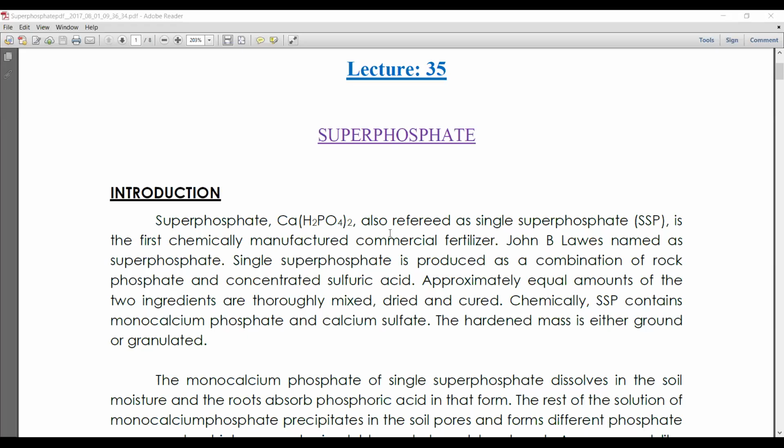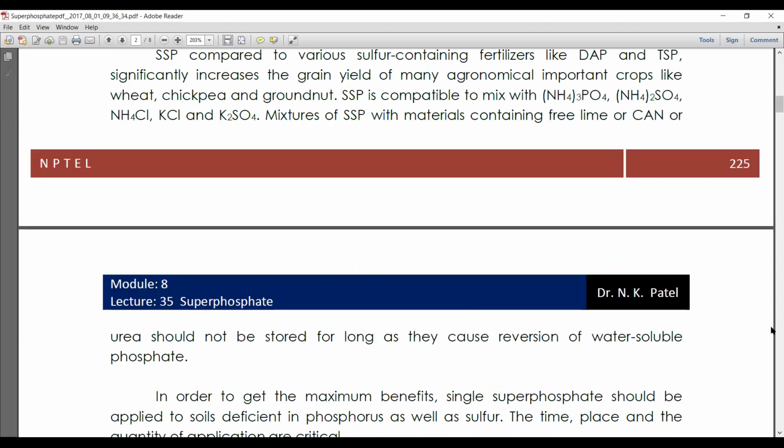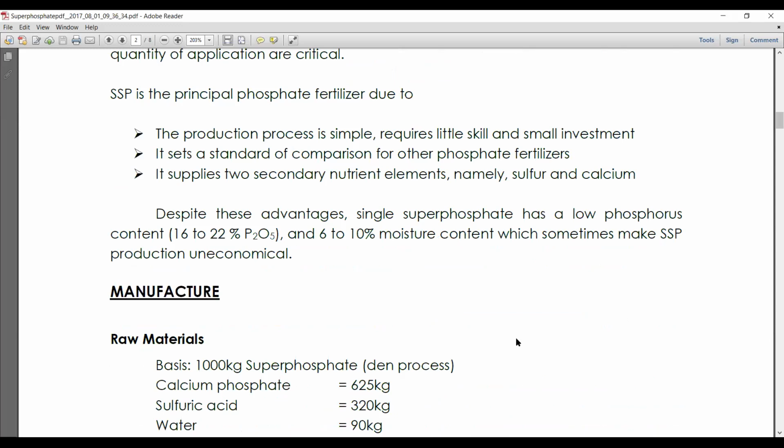So this is superphosphate. Superphosphate, also referred to as single superphosphate, is the first chemically manufactured commercial fertilizer. And you can read through the introduction. So how do you manufacture?